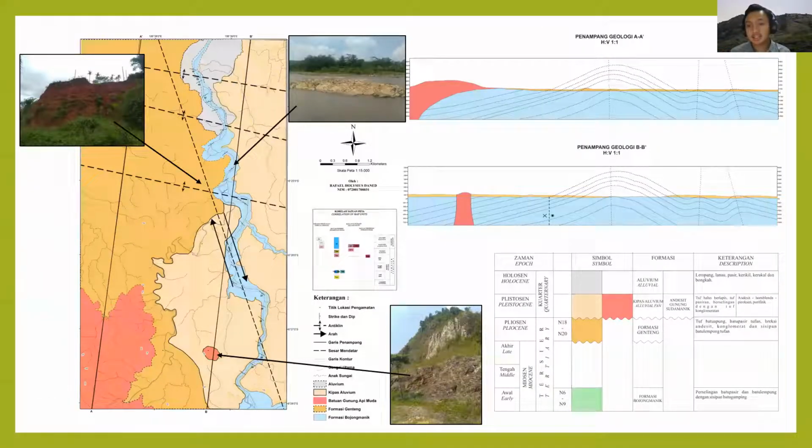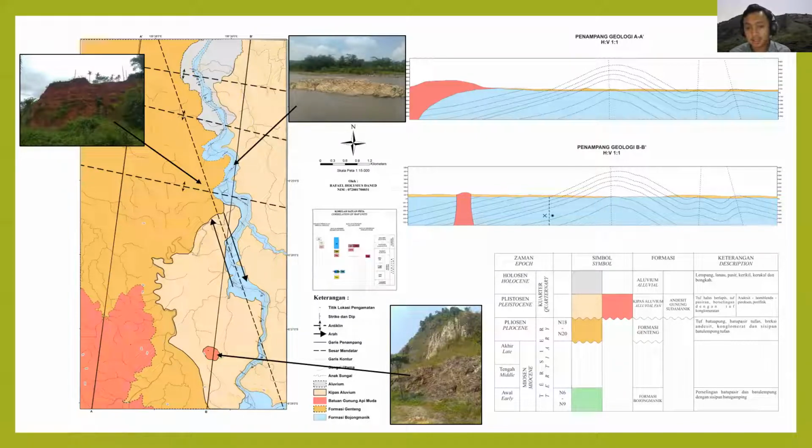Based on the analysis of the data that has been described, I made a geological map that was correlated with the regional geological map of Jakarta and Kepulauan Seribu by Turkandi 1992. Based on our interpretation, the geological history in the study area began with the deposition of the Bojong Manik Formation at the beginning of the Miocene.